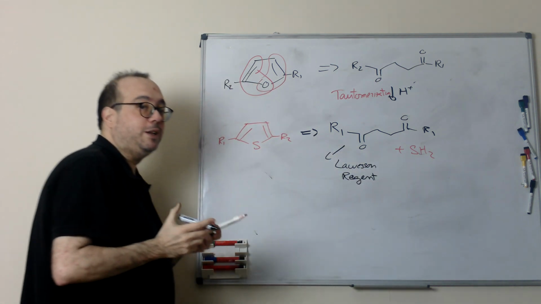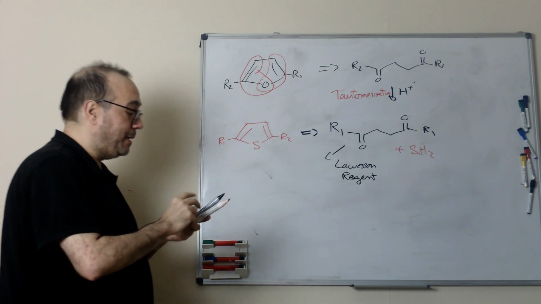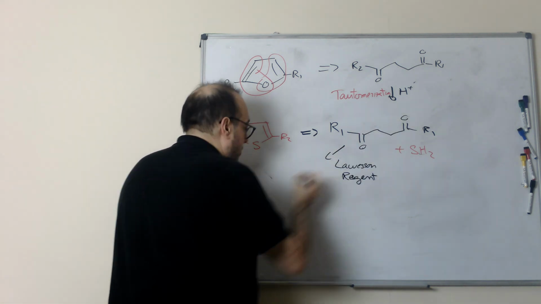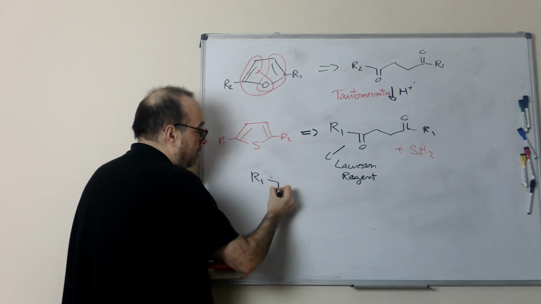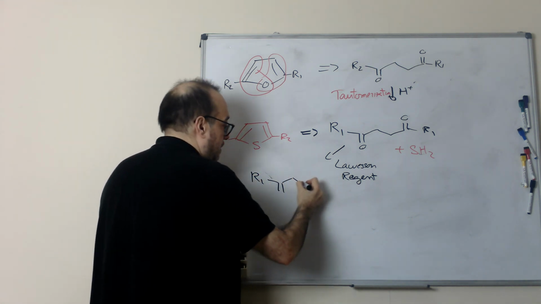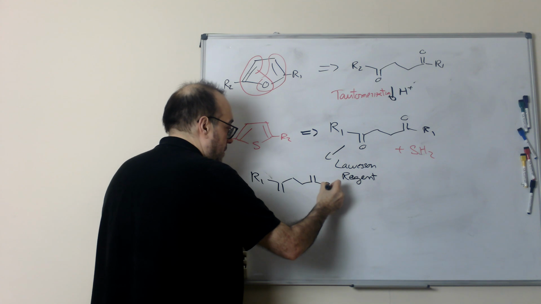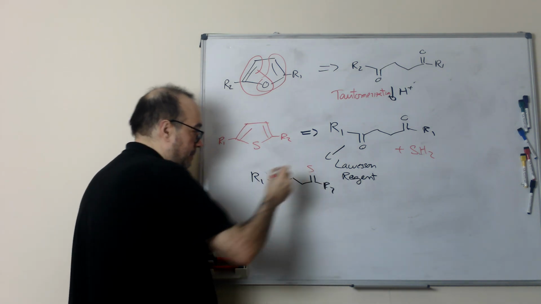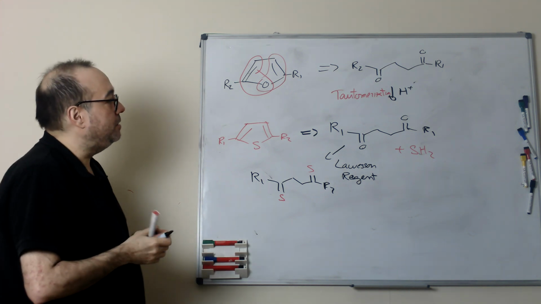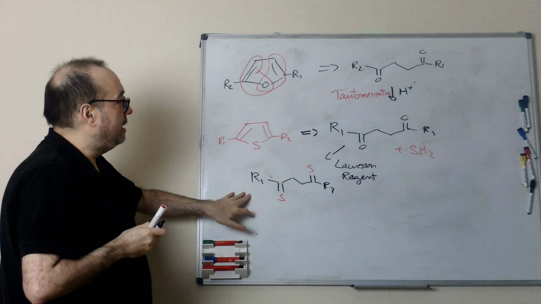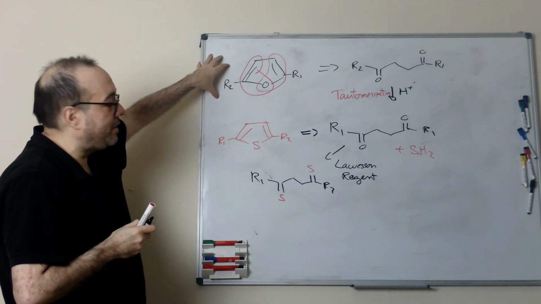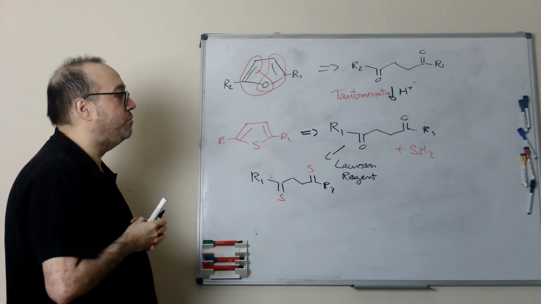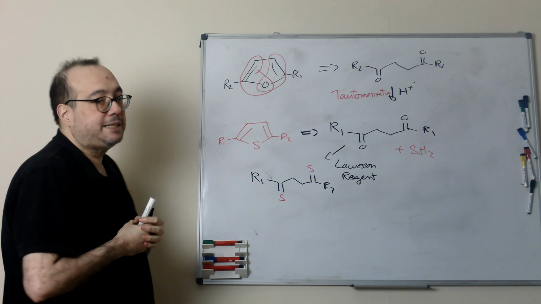Check the notes for what Lawesson reagent is, but basically what Lawesson reagent is doing is substituting these carbonyl groups for thiocarbonyls. And then what we do is we add acid and we follow exactly the same reactivity, the same reaction mechanisms done with the furan, and we will get exactly the same compound.